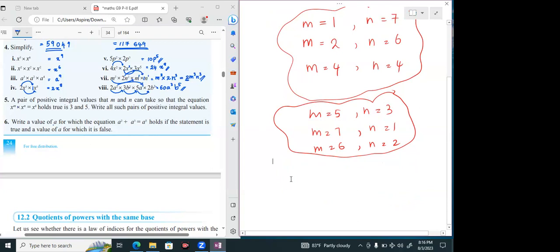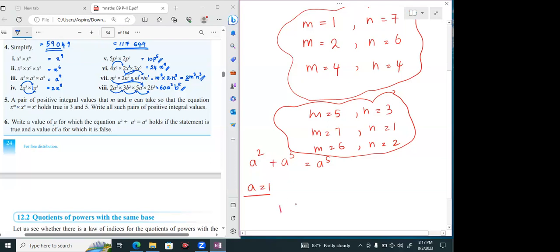Then what is that? That means a to the power of 2 added a to the power of 3 equals to a to the power of 5. a to the power of 2 add a to the power of 3 equals a to the power of 5. Look at if a equals 1.